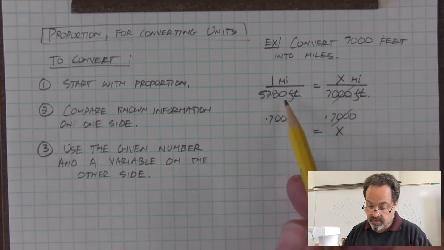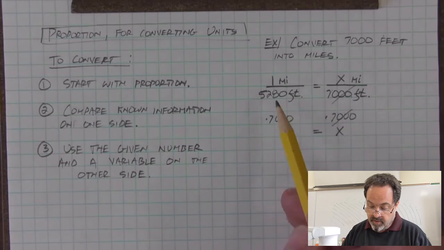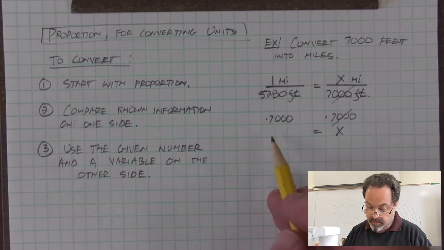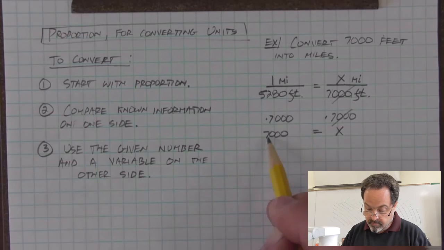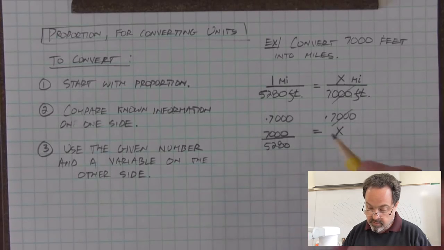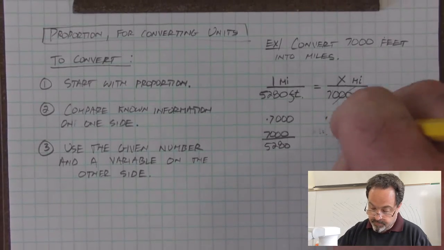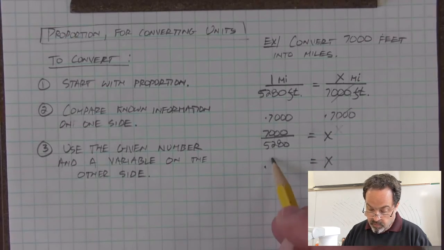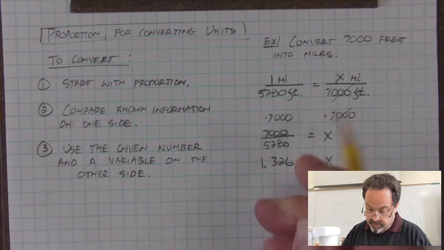On the left, 1 divided by 5,280 times 7,000 will be the same as 7,000 divided by 5,280. And then a calculator can do that division, and we get approximately 1.326.